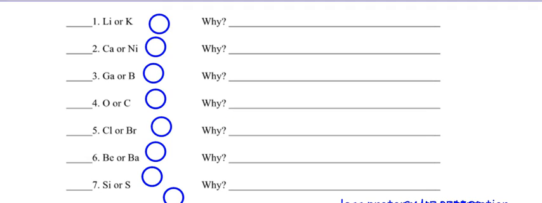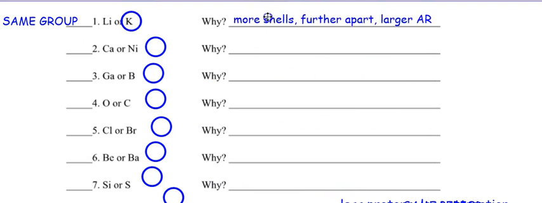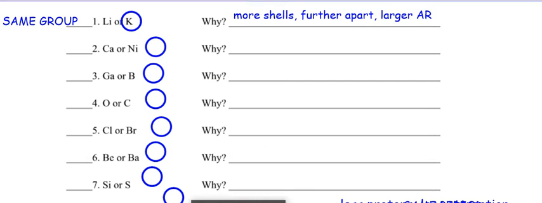All right, so what's going on with lithium and potassium? I hope, again, you have a periodic table in front of you. So what's the relationship between lithium and potassium? They're in the same group, the same family. So which one is going to be bigger? Hopefully you picked potassium. Why? Because you have more shells, further apart, larger atomic radius.